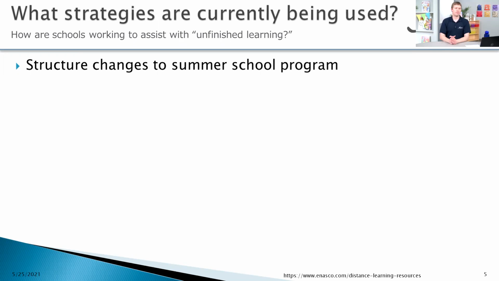Then we talk about unfinished learning, right? Some schools are starting to work towards this. And so what are schools currently using? One of the first things, of course, is structure changes to the summer school programs. Now, I've seen it where they're going to completely overhaul the program. They're going to make longer days. I've seen it where they're going to introduce more project-based learning throughout the school year. I've seen it that maybe they're going to have weekend boot camps. So there's a lot of different ways that people are using summer school programs.